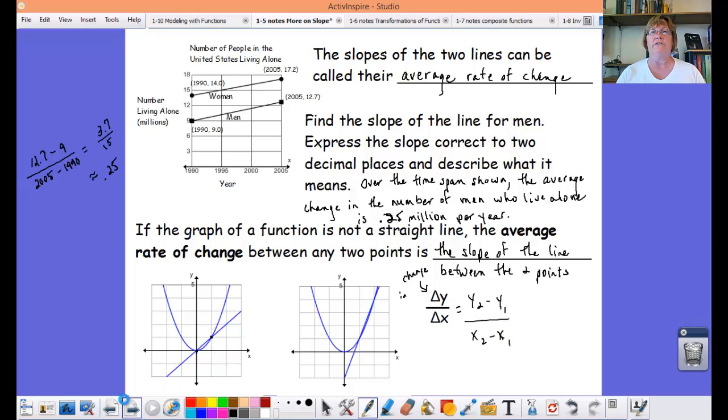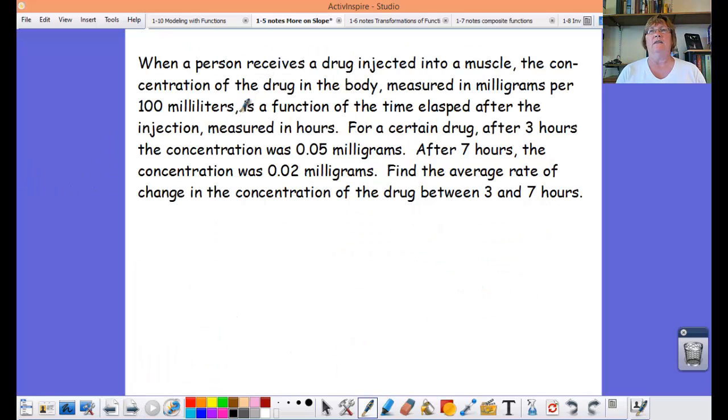The first of our applications concerns a medicine that's been injected into a patient's muscle. The initial concentration was 100 milliliters, but we're interested in the amount of change in concentration between the 3rd and the 7th hour after the dose. I'd like to have you just think about this for a moment. If we wanted to put ordered pairs for this situation, time is the x, so ordered pairs would be in this format: time and y's are concentrations.